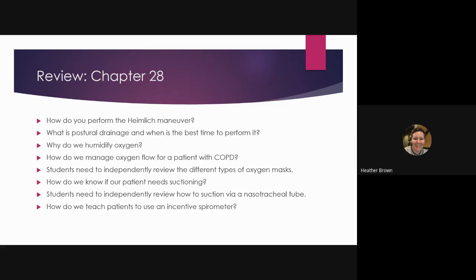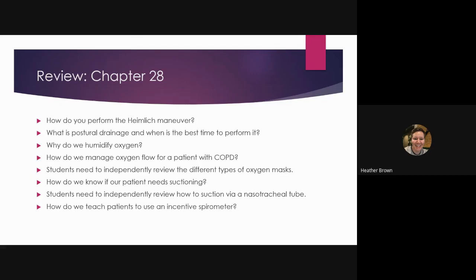Okay, next question. Students need to independently review the different types of oxygen masks. I wouldn't spend eternity, but I'd spend a good 5 or 10 minutes looking over the different kinds of oxygen masks. There are a couple of questions on oxygen masks. So I need you to look at their flow rate, and look at what situations they'd be used in. So you're going to do that independently, okay, guys?